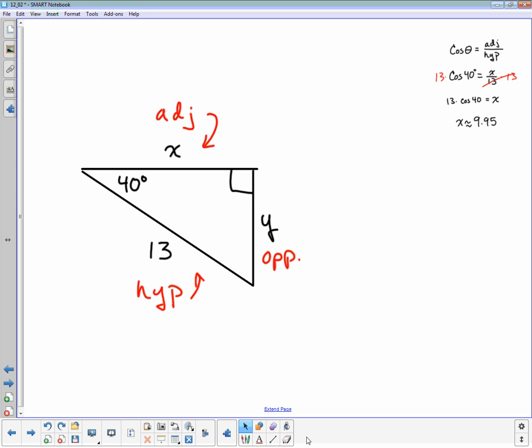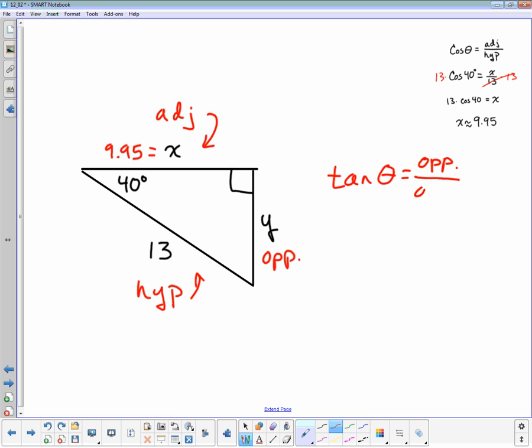We already know what x is. Yeah, you know what x is. You could use it if you want. That's fine. You could do either one. Which one do you want? I don't care. We haven't done a tangent yet, have we? Okay, let's do a tangent. Okay. Now, plug in what we know, solve for what we don't.